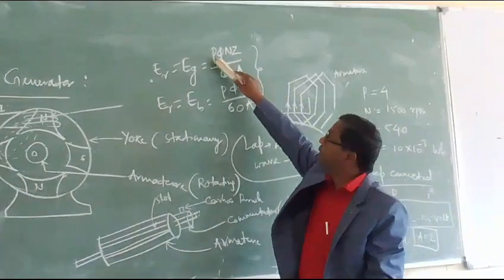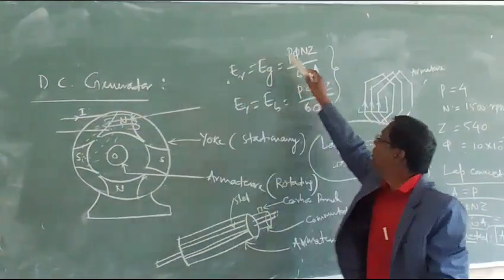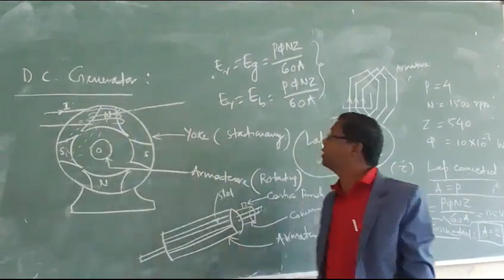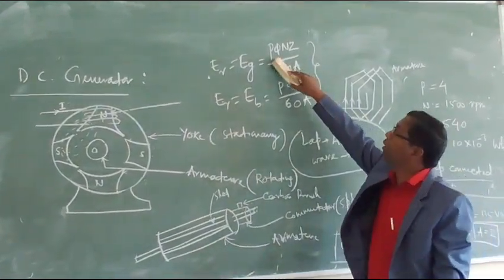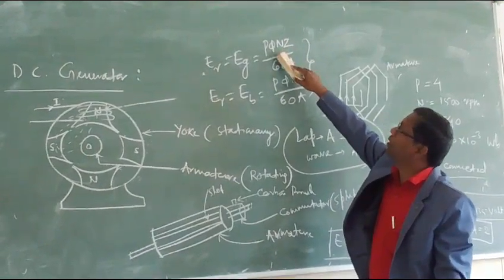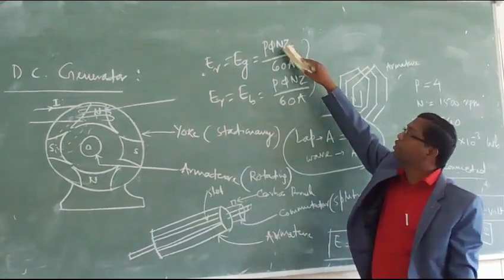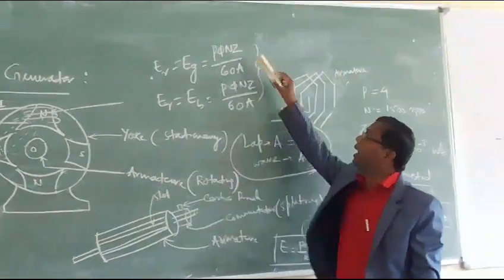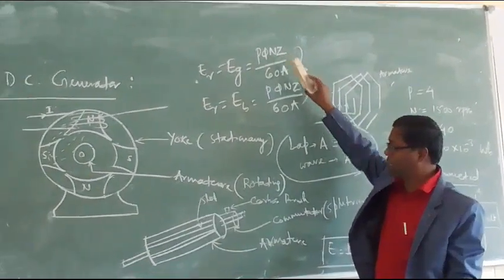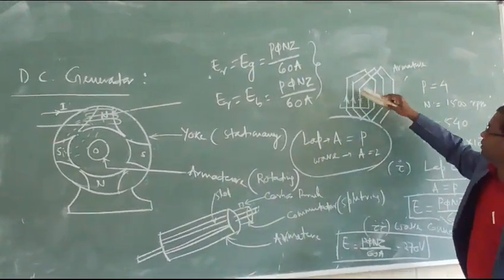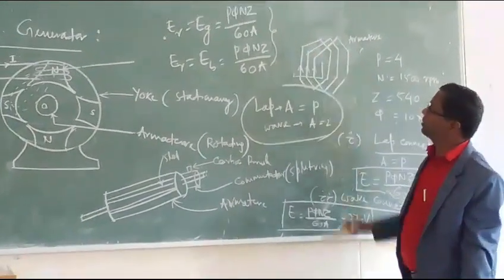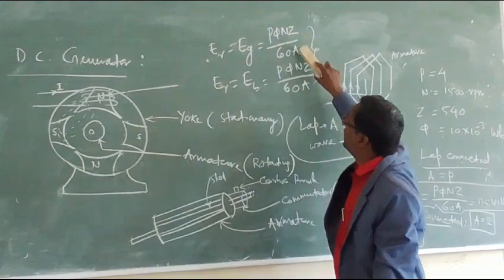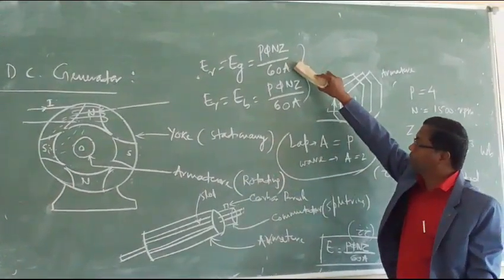What is P here? P is the number of poles. So there must always be an even number of poles; if there is a north pole, a south pole must be there. Phi is the flux per pole, and N is the speed in RPM, that is revolutions per minute, and Z is the total number of armature conductors. Here you see these are the conductors, in this coil we can say these are the conductors. So Z is the total number of armature conductors, and A is the number of parallel paths.